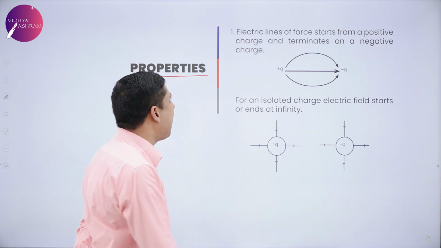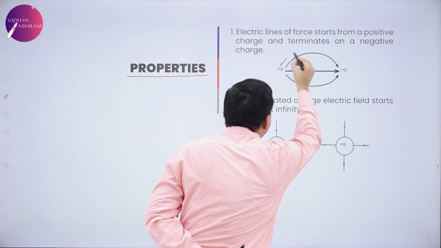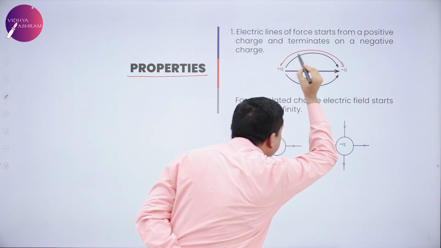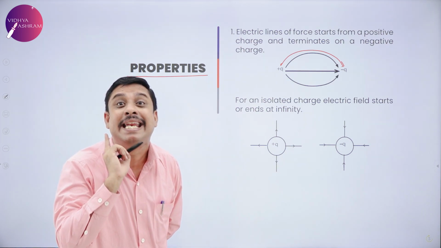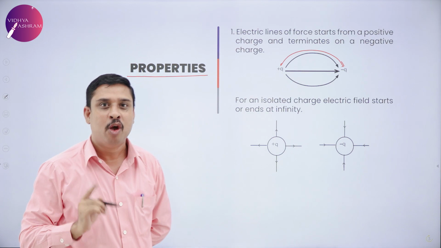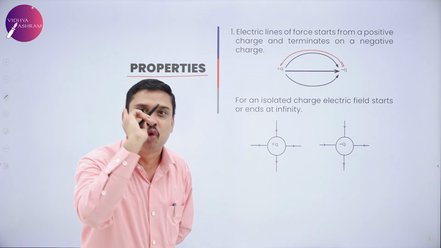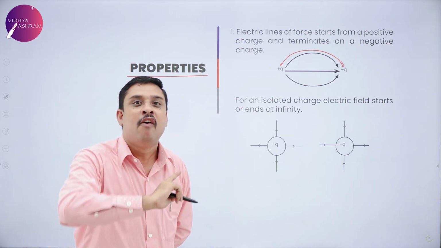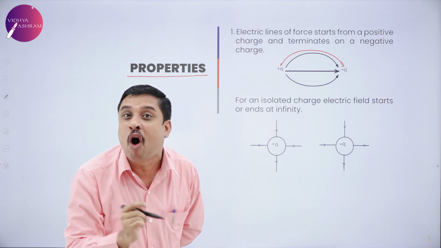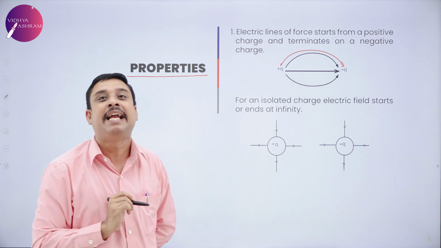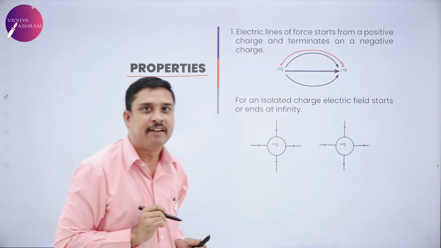Please understand, any electric field line starts from a positive charge and ends on a negative charge. What should be the direction? The field line should always start from the positive charge and it should end or terminate on the negative charge. Starts from the positive, ends on the negative charge.